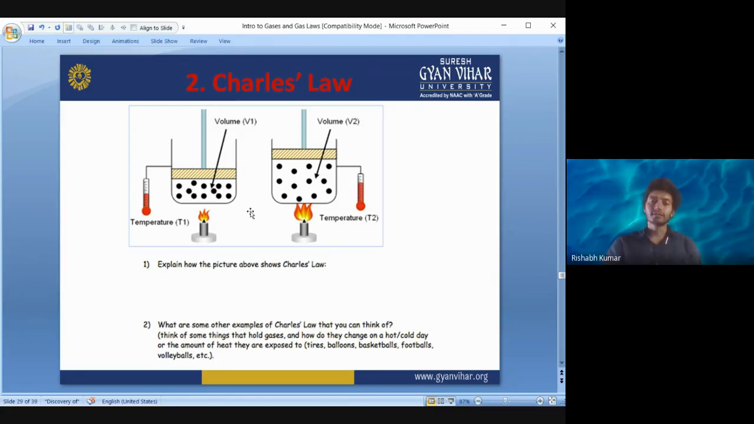So how does this picture demonstrate Charles' law? In the first beaker, we have gas enclosed, and on top of it we have a plunger or a piston, right? We have attached a thermometer that is reading the temperature of this beaker, and we are increasing the temperature with the burner. Because the temperature is increasing, what will happen? The gas will try to expand, right?